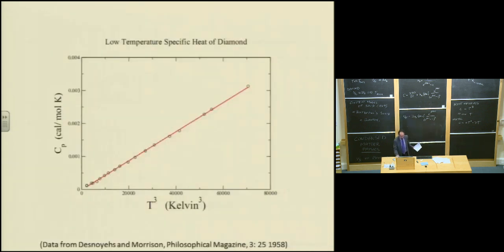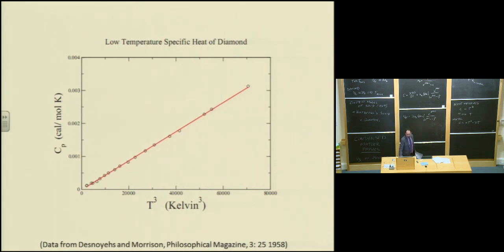Actually, I think I have some, yeah, here. Specific heat of diamond, heat capacity of diamond as a function of T, plotted as a function of T cubed. This is at very low temperature. This temperature here is about 4 Kelvin, and this temperature here is about 40 Kelvin. It fits a perfect T cubed line there, plotted against T cubed.